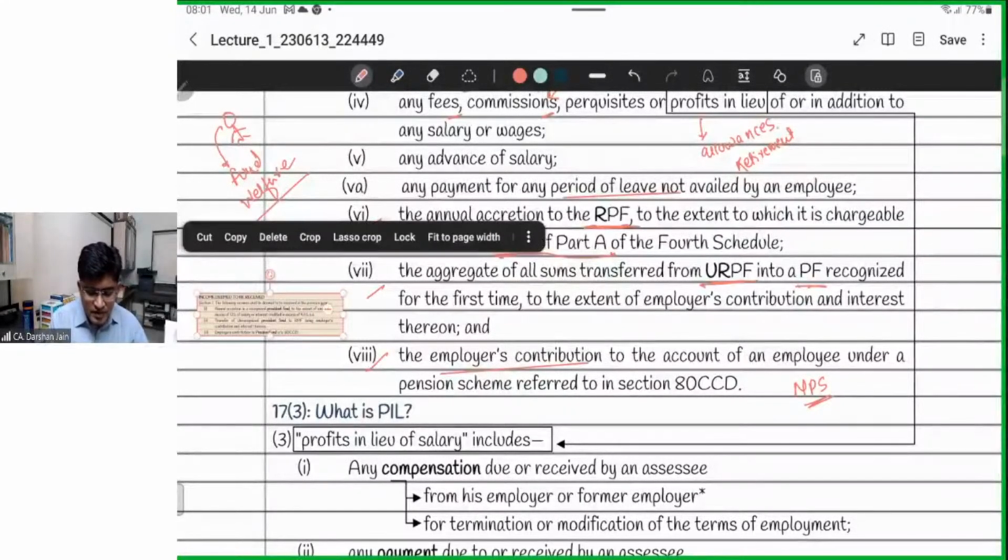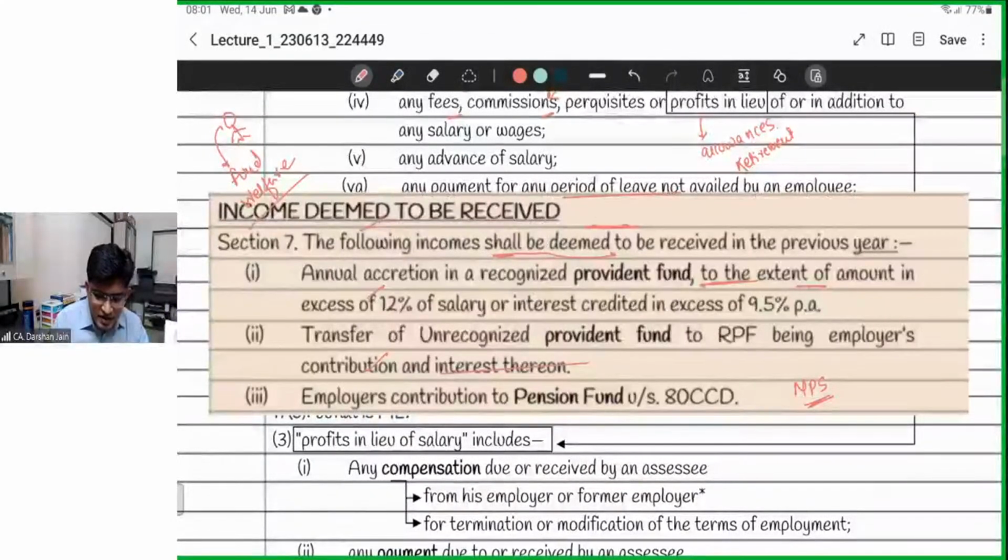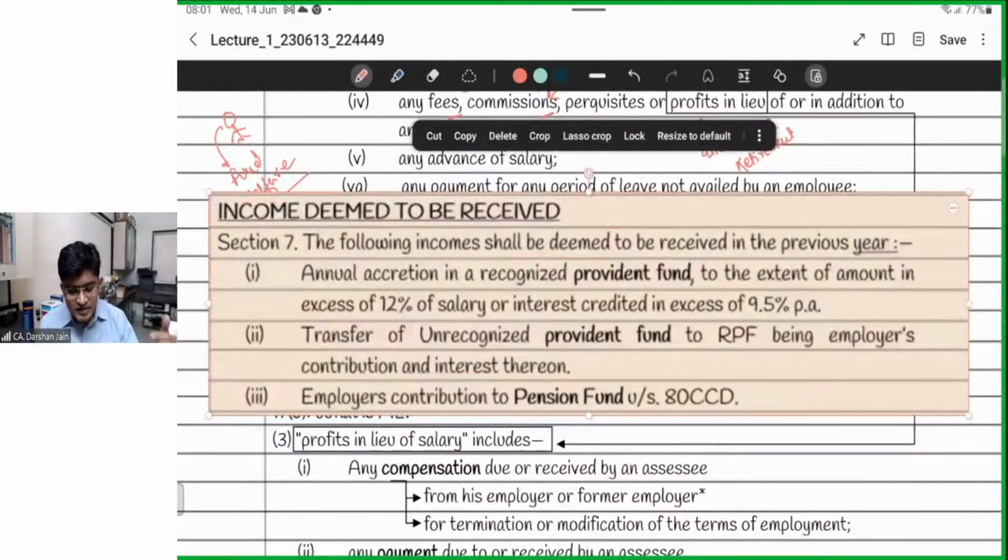Now, when would it be deemed to be received? Let me tell you. There is Section 7 of the Act which deals with income deemed to be received. And it says that annual accretion to Provident Fund to the extent of the amount in excess of 12% of the salary. So when an employer contributes more than 12% of the salary, let's say the salary of a person is 1 lakh and the employer is contributing 15,000 to the Provident Fund. 12% is 12,000 of 1 lakh. He is contributing 15,000. 3,000 rupees would be deemed to be received by the employee. So even though it is not due, even though it is not received, yet it is deemed to be received by the employee and would be taxed as salary.